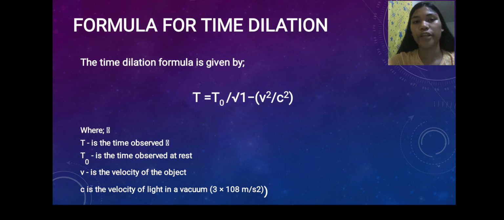So the formula for time dilation is given by t equals t0 over the square root of 1 minus v squared over c squared, where t is the time observed, t0 is the time observed at rest, v is the velocity of the object, and c is the velocity of light in a vacuum, which is equivalent to 3 times 10 raised to 8 meters per second.